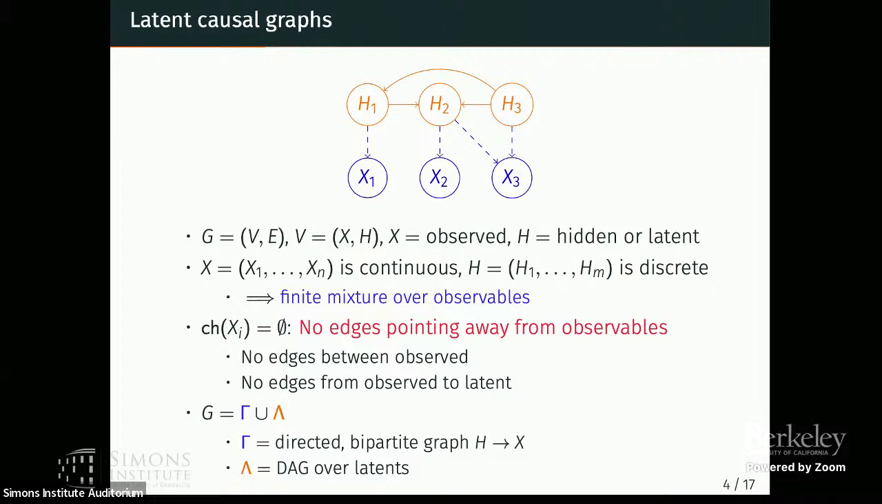The crucial structural assumption that distinguishes this from the classical confounding setting is I'm going to assume that the observables have no children. There are no edges pointing away from the observables. This is what encodes the idea that the measurements don't have causal effects themselves. Under these assumptions, I can decompose this graph, or partition it, into two components, gamma and lambda. Gamma is the directed bipartite graph that points from H to X. That's what I have in blue on this graph. And then lambda is the DAG over the latents, what I'll call the latent DAG or the latent causal graph. That is the edges between the latent variables themselves.